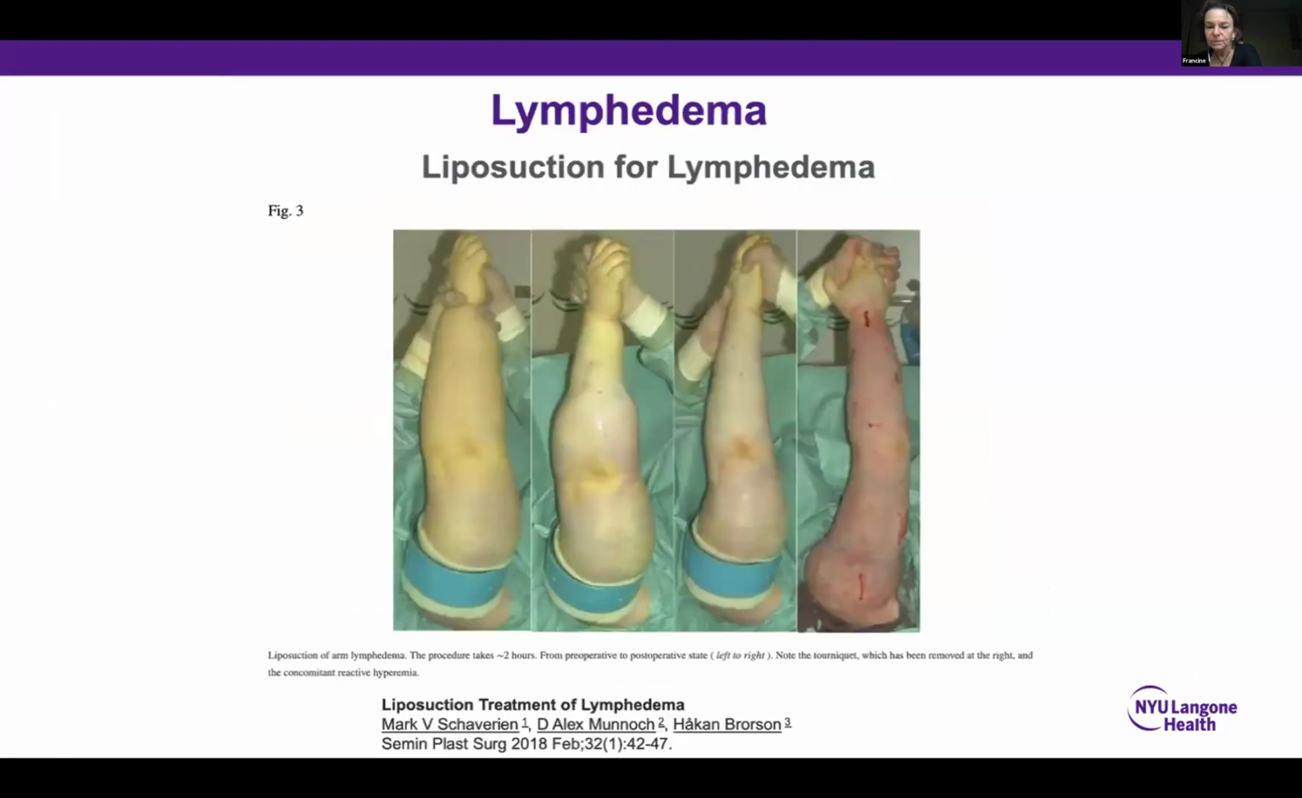And then lymphedema is something surgeons now are being, or historically have been, involved with. One of the doctors that's been very involved with this is in Sweden or Finland, I'm sorry, Dr. Brorson, and he has published a lot of work about liposuction for treatment of lymphedema. There are some centers that are using that as a treatment, and sometimes it's a surgeon, sometimes a pediatric surgeon, an adult surgeon, vascular surgeon, or a plastic surgeon, depending on the institution.